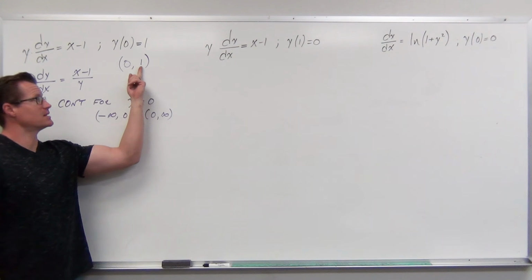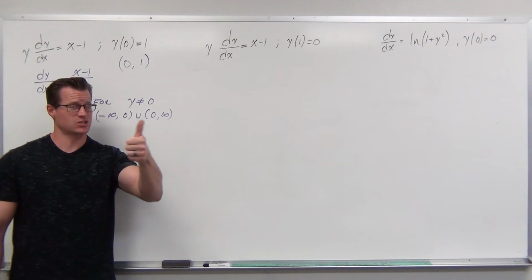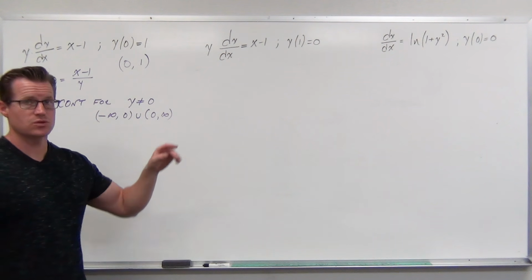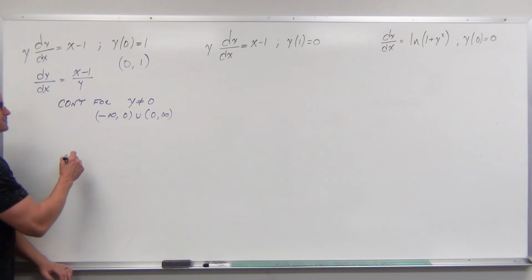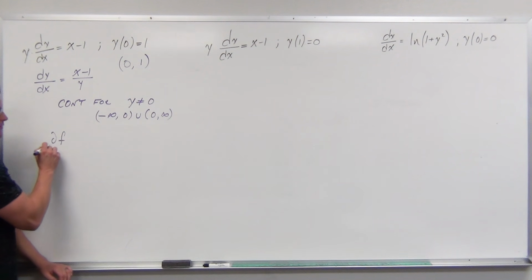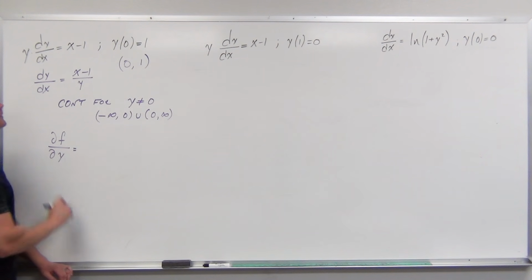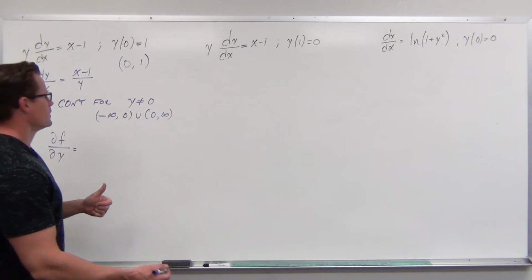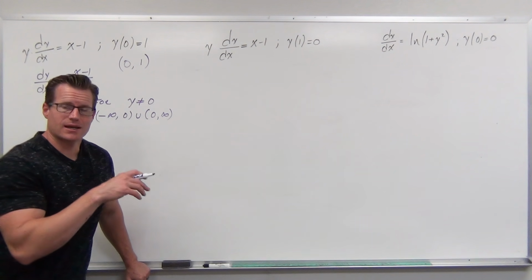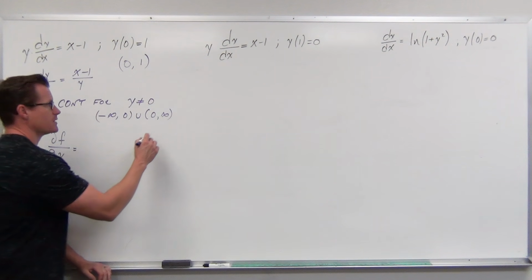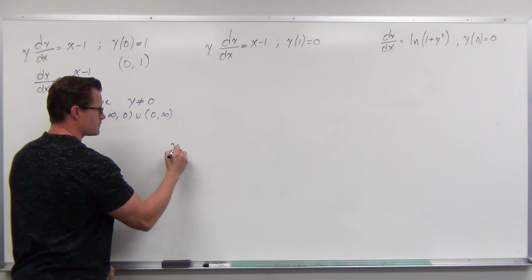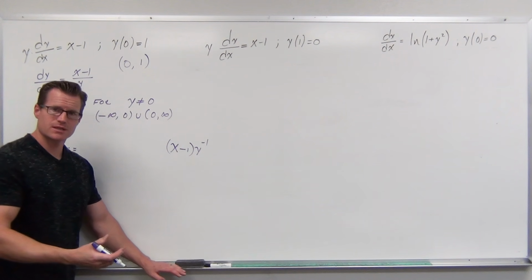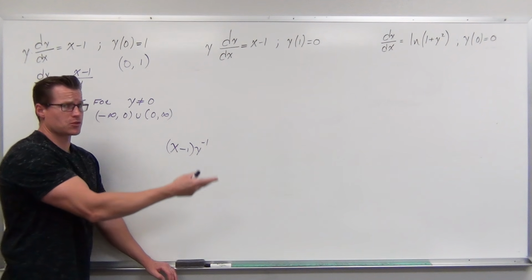So all we're checking is, is this point somewhere in this open interval? It certainly is. So this guarantees that this differential equation has at least one solution around that point. Then we take the partial derivative of f with respect to y. What that gives us, you can do it several different ways, but this would be like (x minus 1) times y to the -1 power.